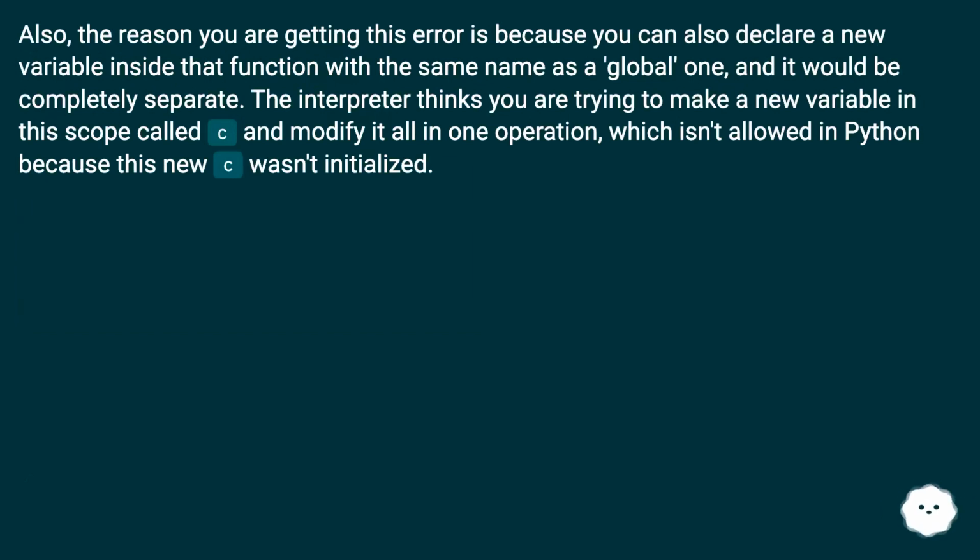Also, the reason you are getting this error is because you can also declare a new variable inside that function with the same name as a global one, and it would be completely separate. The interpreter thinks you are trying to make a new variable in this scope called C and modify it all in one operation, which isn't allowed in Python because this new C wasn't initialized.